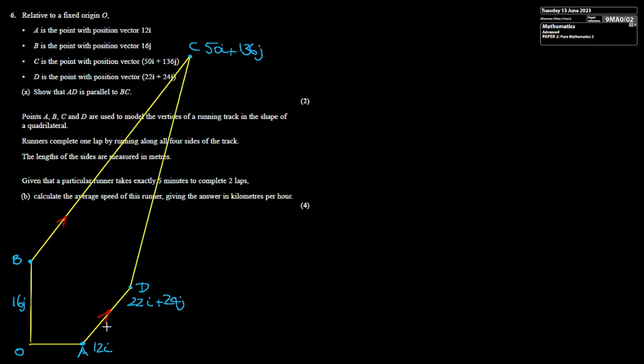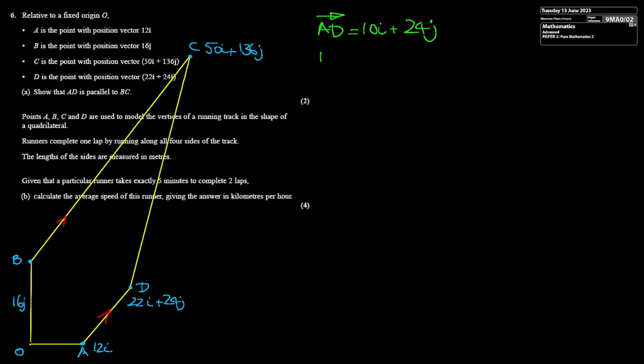So to prove two vector lines are parallel, the ratio of the two i components compared with the ratio of the two j components should be equal. So I need to find effectively the gradients of both of these lines. So first of all, let's do A to D. The journey from A to D is that we've gone along 10i and we've gone up 24j.